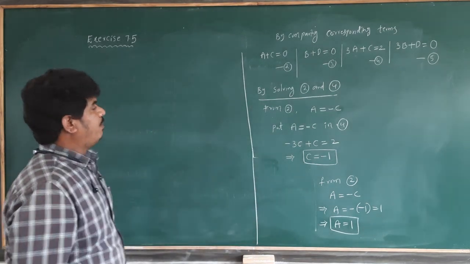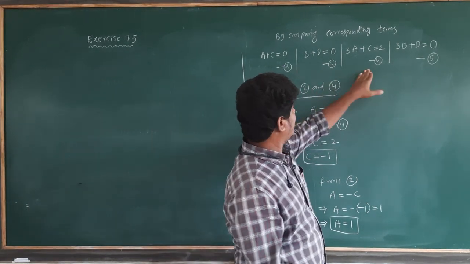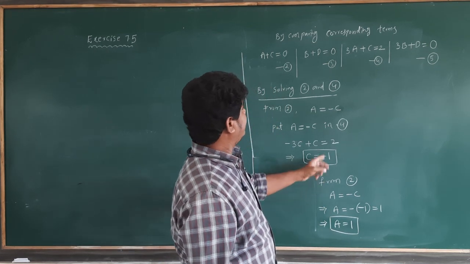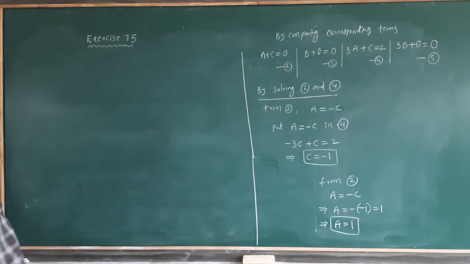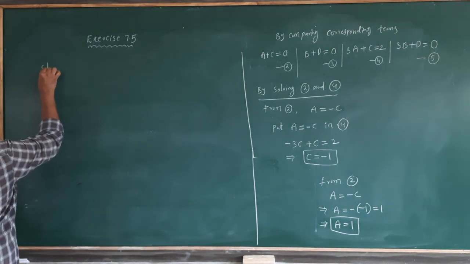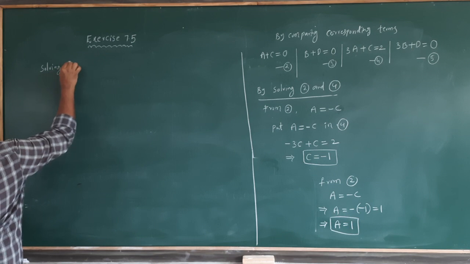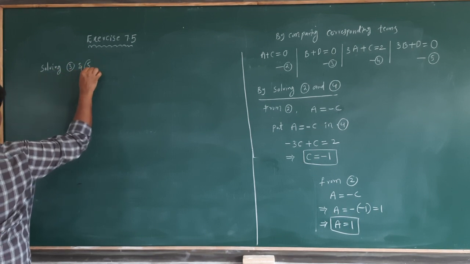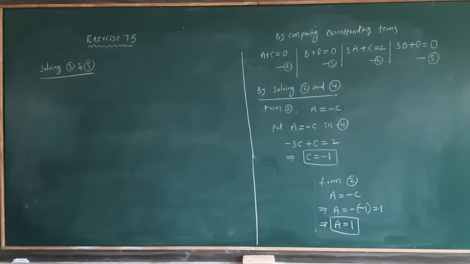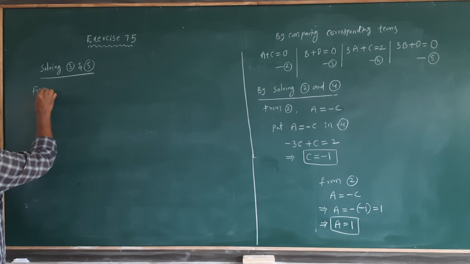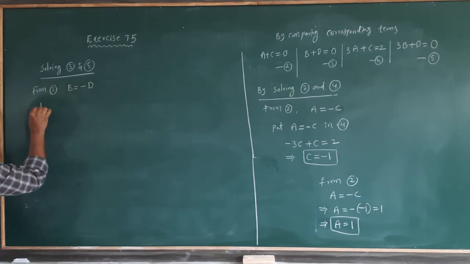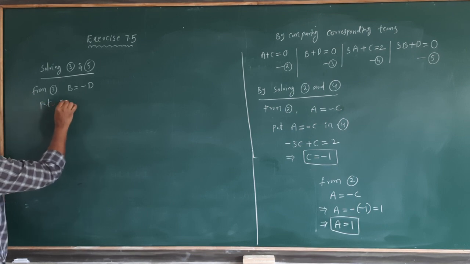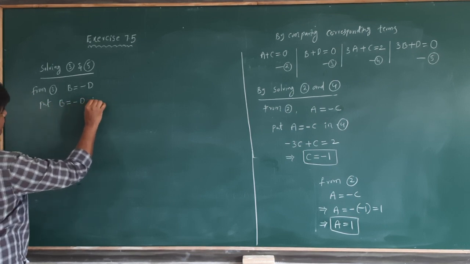Next, by solving 2 and 4, we got the values of a and c. Next, by solving 3 and 5, you get the values of b and d. From 3, b is equal to minus d. Put b equals minus d in equation 5.